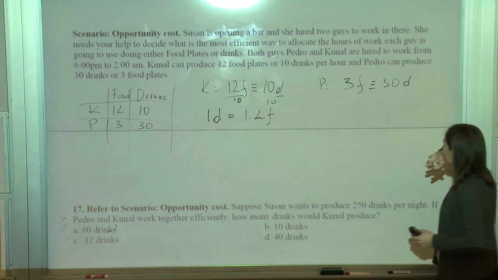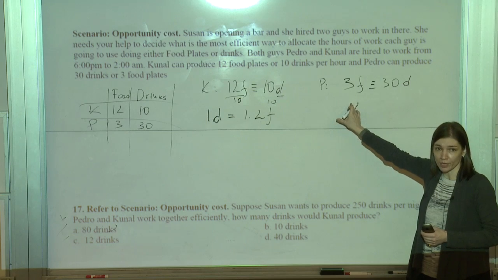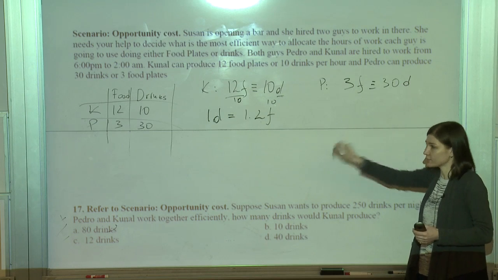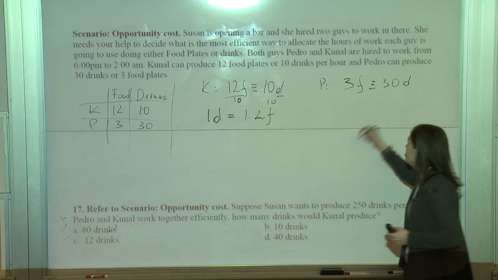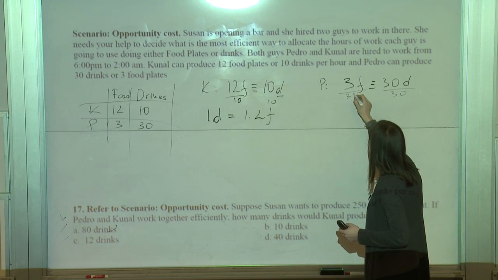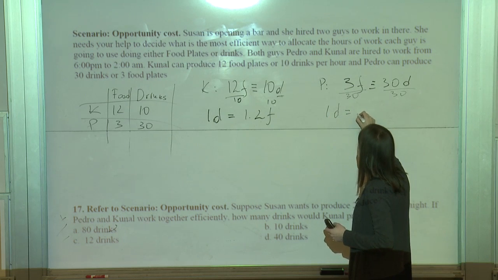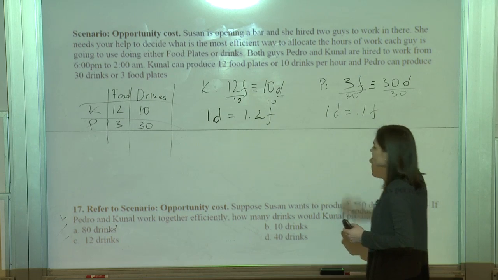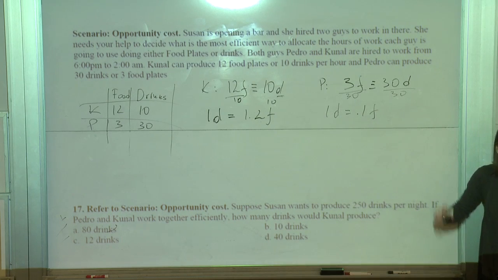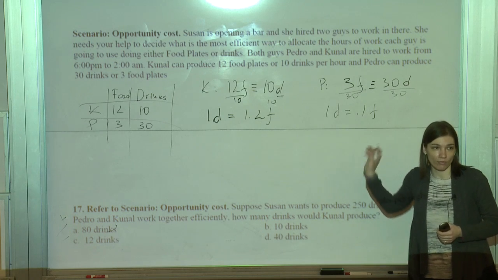Then express, again, the price of drinks in terms of food plates. Make sure it's exactly the same thing that you calculated there. So to produce one drink, Pedro needs to give up the production of 0.1 food plates. Right? So this is now the opportunity cost of drinks for both of them.